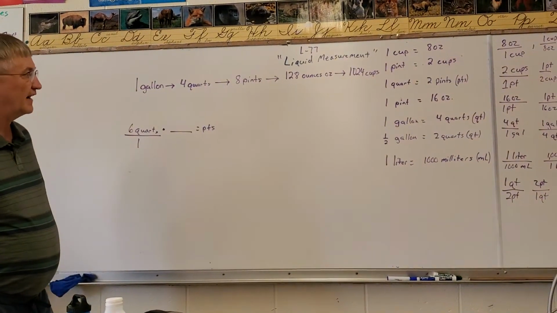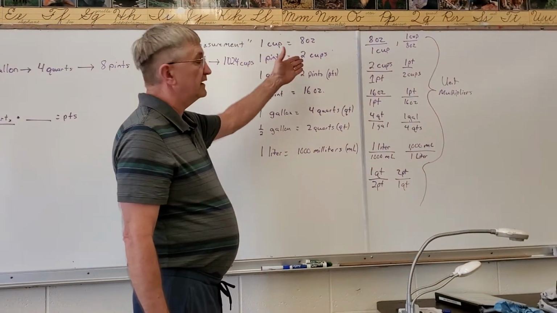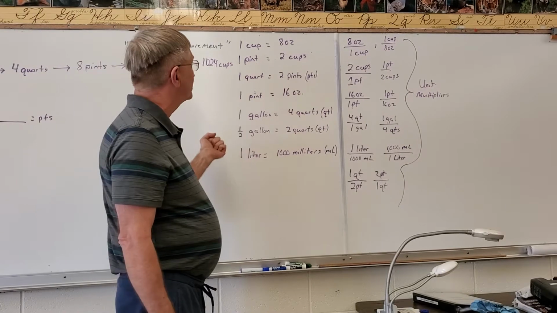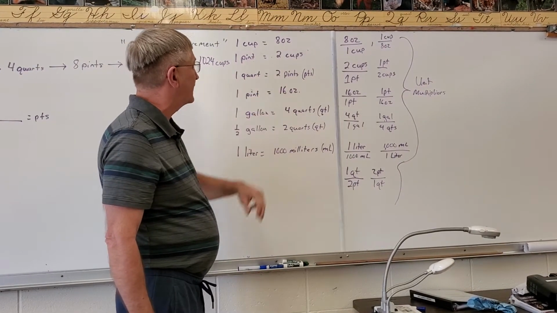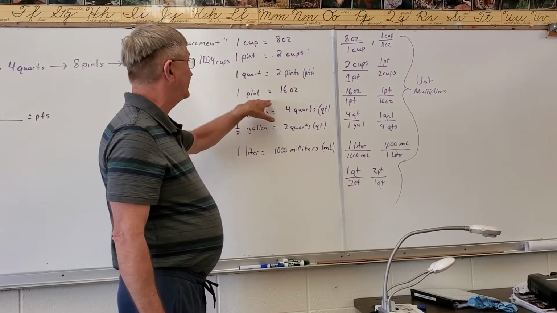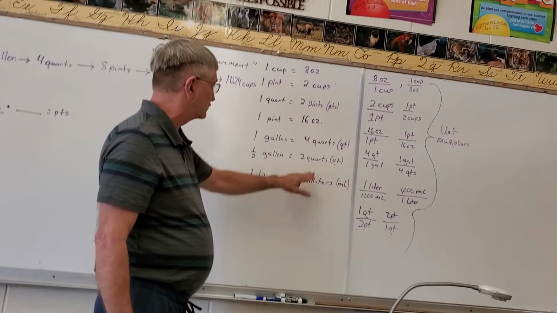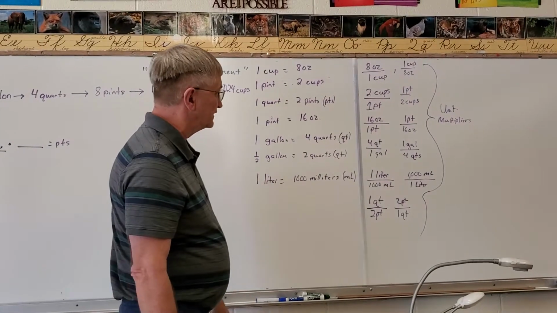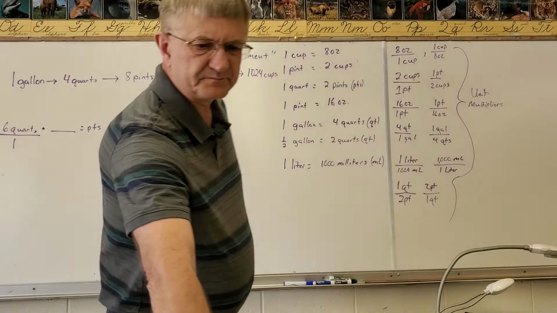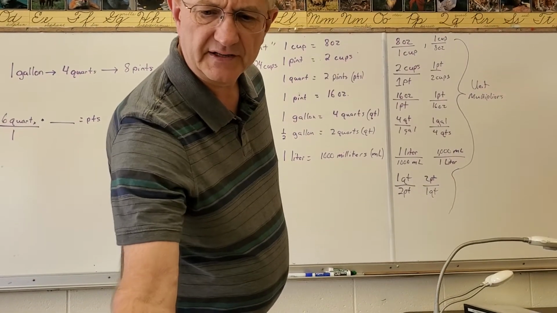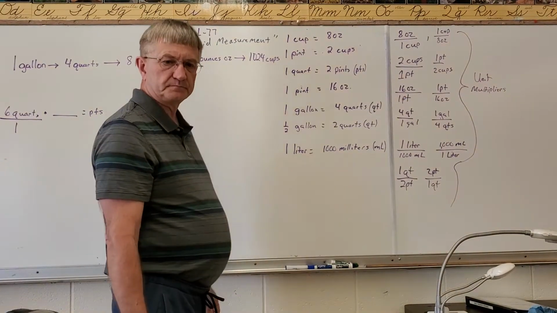So anyway, that being said, let's look at what we're doing with all these fine measurements. All right, starting off, I'm going to walk you through what the measurements equal to each other. In other words, we have 1 cup equals 8 ounces, 1 pint equals 2 cups, 1 quart equals 2 pints, 1 pint equals 16 ounces, 1 gallon equals 4 quarts, 1/2 gallon equals 2 quarts, 1 liter equals 1,000 milliliters. That's right in your book there on the first page. I think it's on page 373, it gives you those.